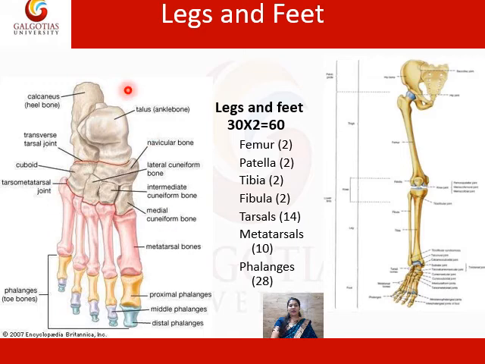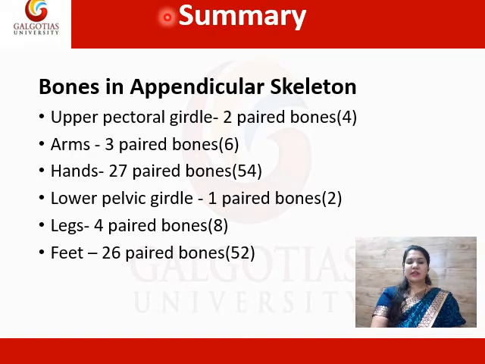So here are the bones of the appendicular skeleton. Let's discuss the summary of today's class. We have discussed the bones in the appendicular skeleton. We know that there are 2 paired bones in the upper pectoral girdle. In total, there are 4 bones. In the arm, there are 3 paired bones. In total, there are 6 bones. In our hands, there are 27 paired bones, in total 54 bones.